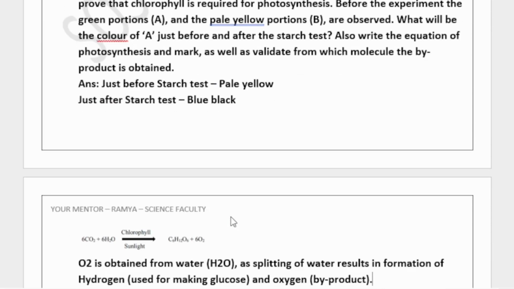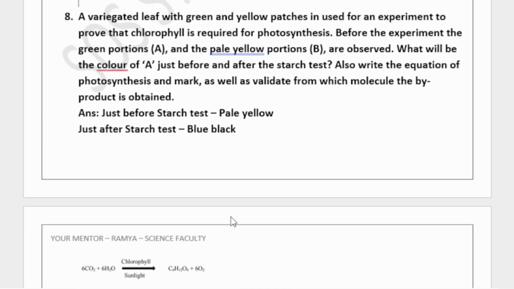So the 8th question is, just a minute. Okay, it has just gone up. So the 8th question is, a variegated leaf with green and yellow patches is used for an experiment. It is used for an experiment to prove that chlorophyll is required for photosynthesis. This is an activity based question.